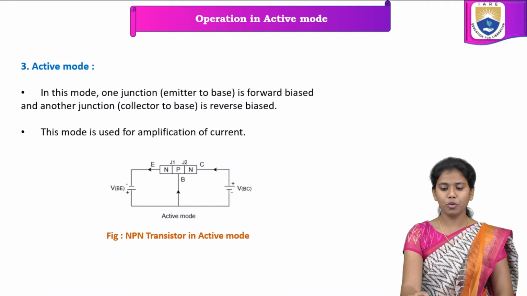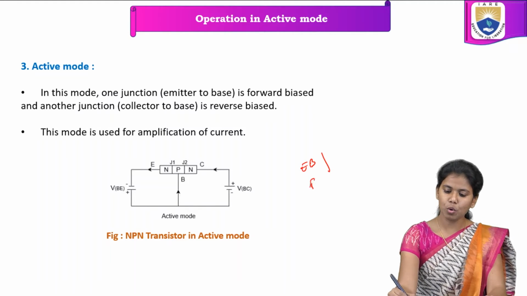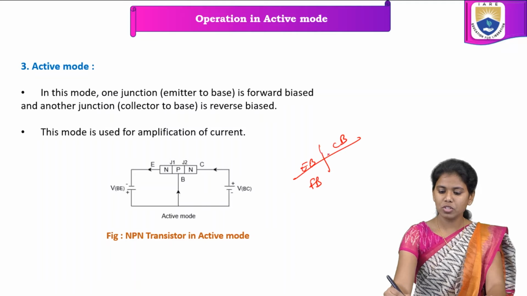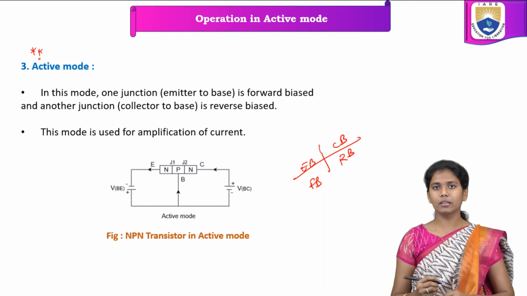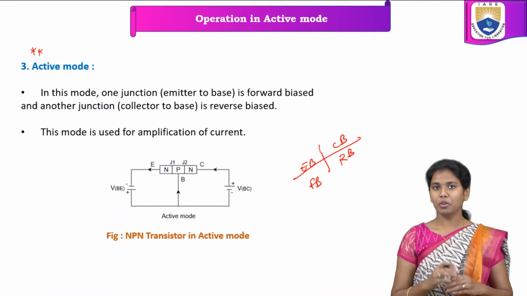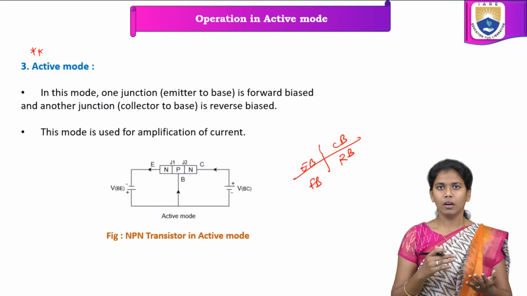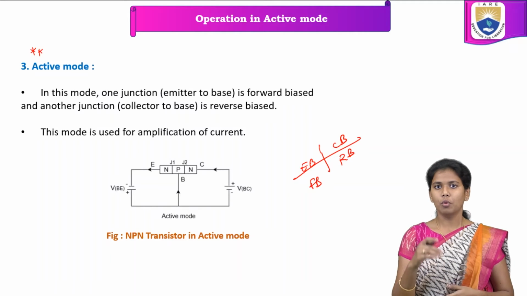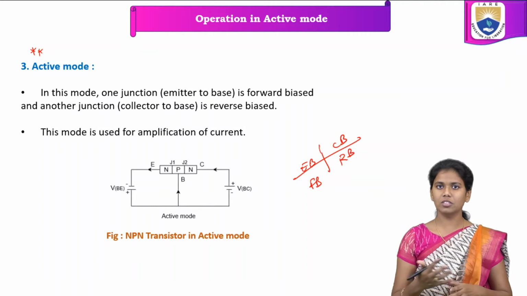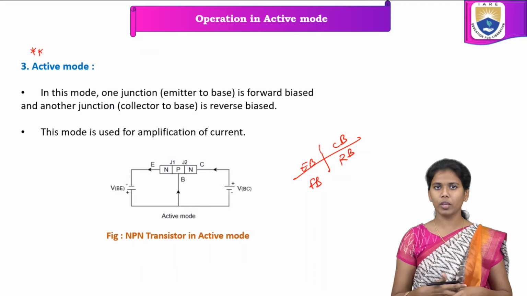Now we will see how the transistor acts in active mode. In this active mode, you have to remember that one junction, the emitter base junction, is in forward bias, whereas the collector base junction is in reverse bias. This is the more important point to remember when you are discriminating between the different modes of operation of the BJT: in active mode, one junction will be in forward bias and the other junction will be in reverse bias. When it is in forward bias, some current is flowing across the junction.